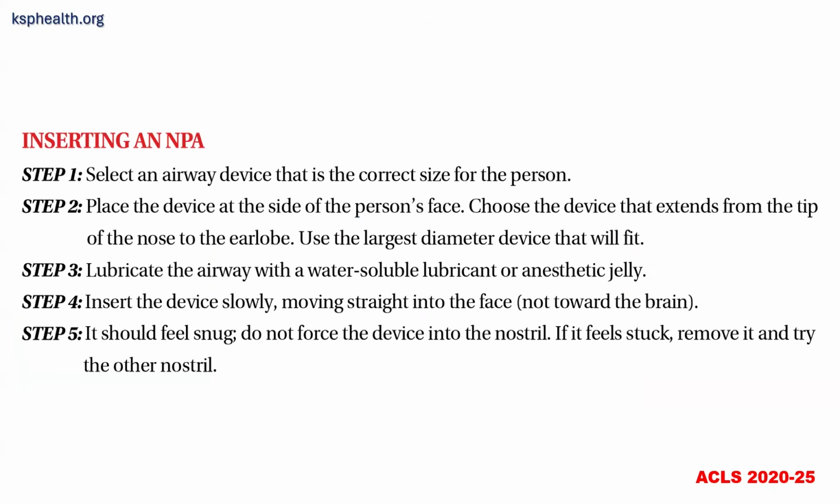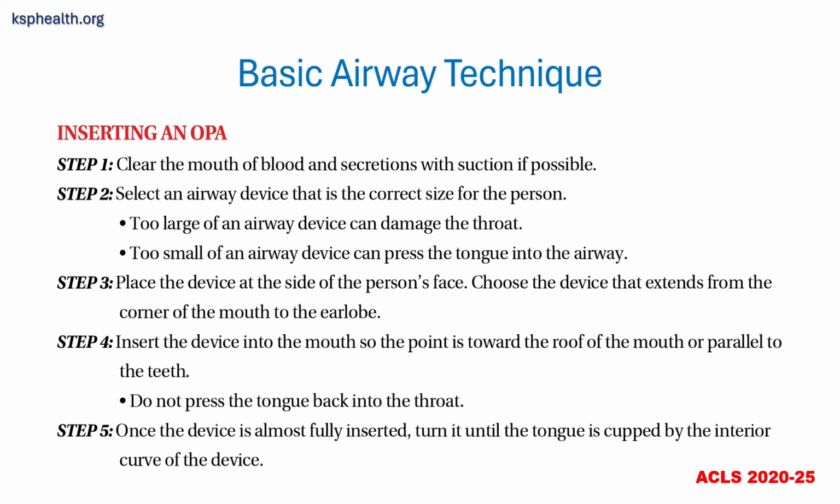How to insert nasopharyngeal airway. Select an airway device that is the correct size for the person. Place the device at the side of the person's face. Choose the device that extends from the tip of the nose to the earlobe. The previous one was from the corner of the mouth to the earlobe. So keep that in mind.